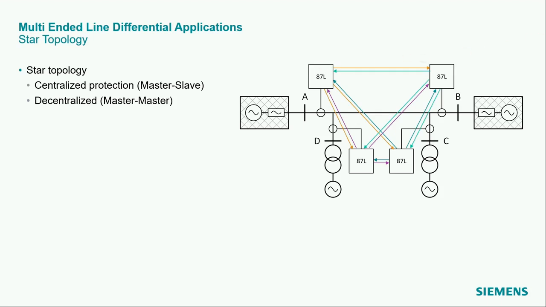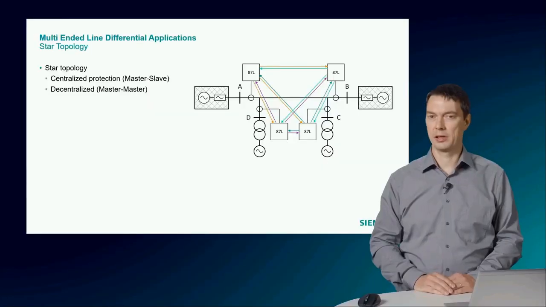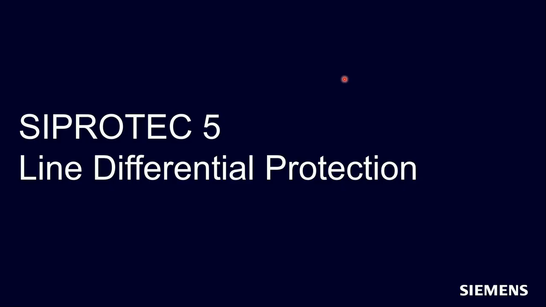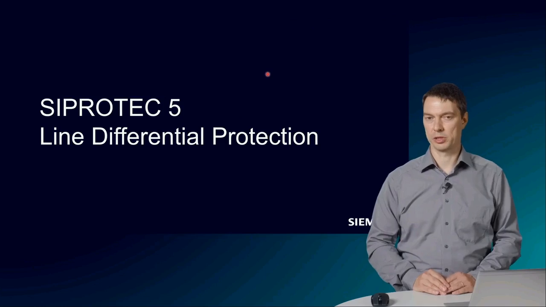A decentralized scheme can be obtained if all the relays at all the terminals have all the information, have connections to all other line ends. Due to the higher amount of required communication interfaces, this is often only applied up to 3 line terminals. Let's have a look at the SIPROTEC 5 line differential protection.